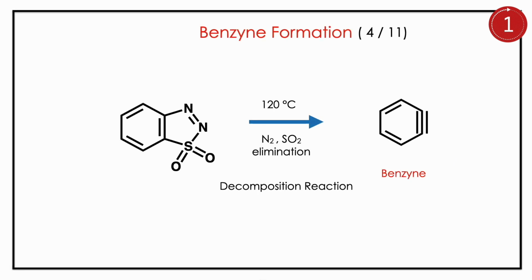Then the next synthetic method: you have benzene which is attached with a heterocyclic sulfur dioxide and azo bond. You are heating it up. Heating at high temperature promotes the decomposition reaction. Decomposition means broken into pieces. Here two gases formation is possible: one is N2 and the other is SO2. When you heat it up, it eliminates two leaving groups from adjacent carbons, leading to benzyne formation. So basically we are playing with leaving groups to get benzyne.